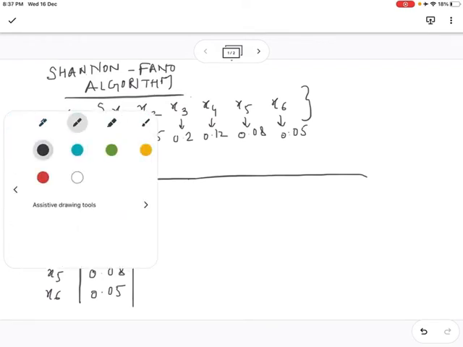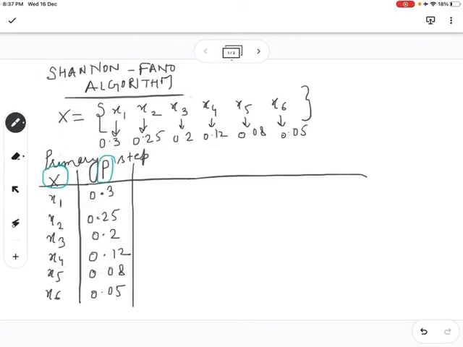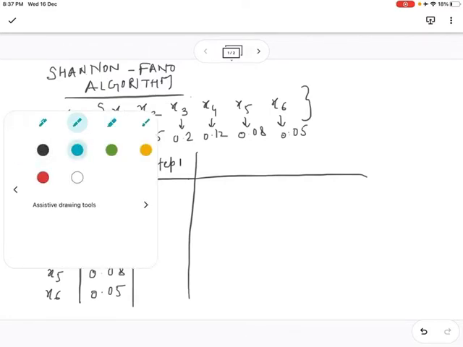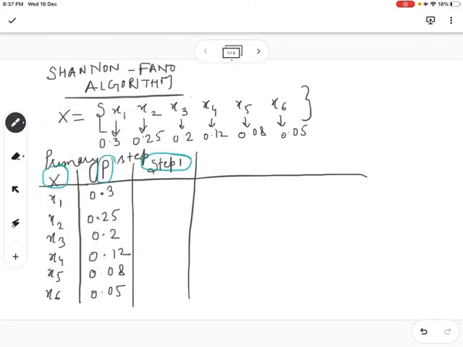Now, I can write this as step 1, because that was your primary step where we arranged all the messages in decreasing order. In the next step, listen carefully, we are going to divide these 6 probabilities into 2 portions, 2 parts. But we cannot divide these probabilities randomly. There is a simple rule.